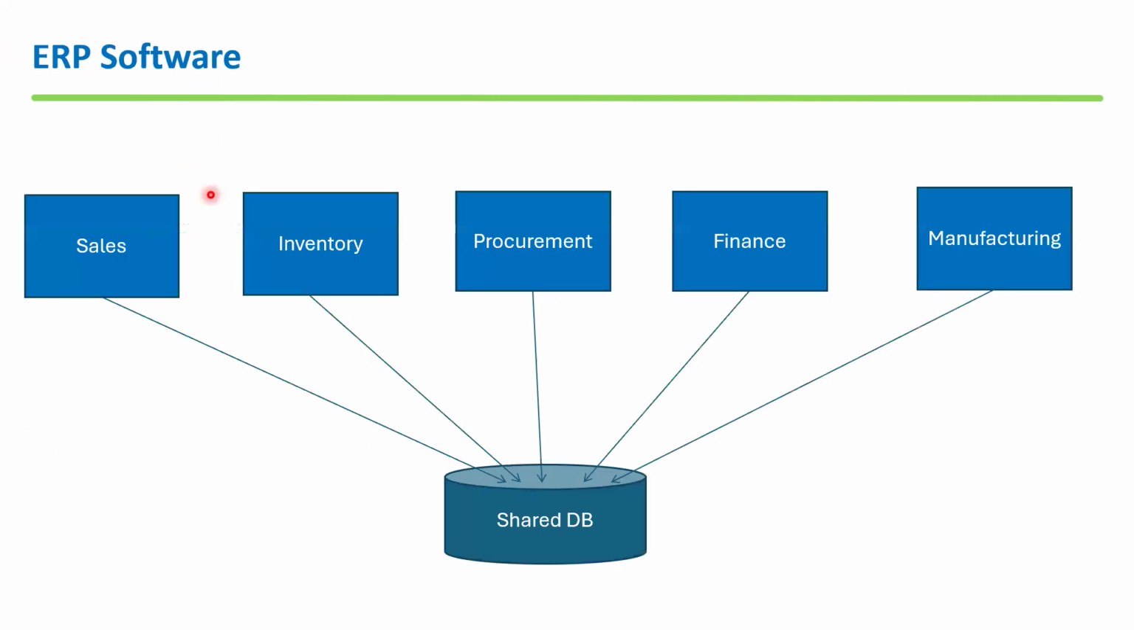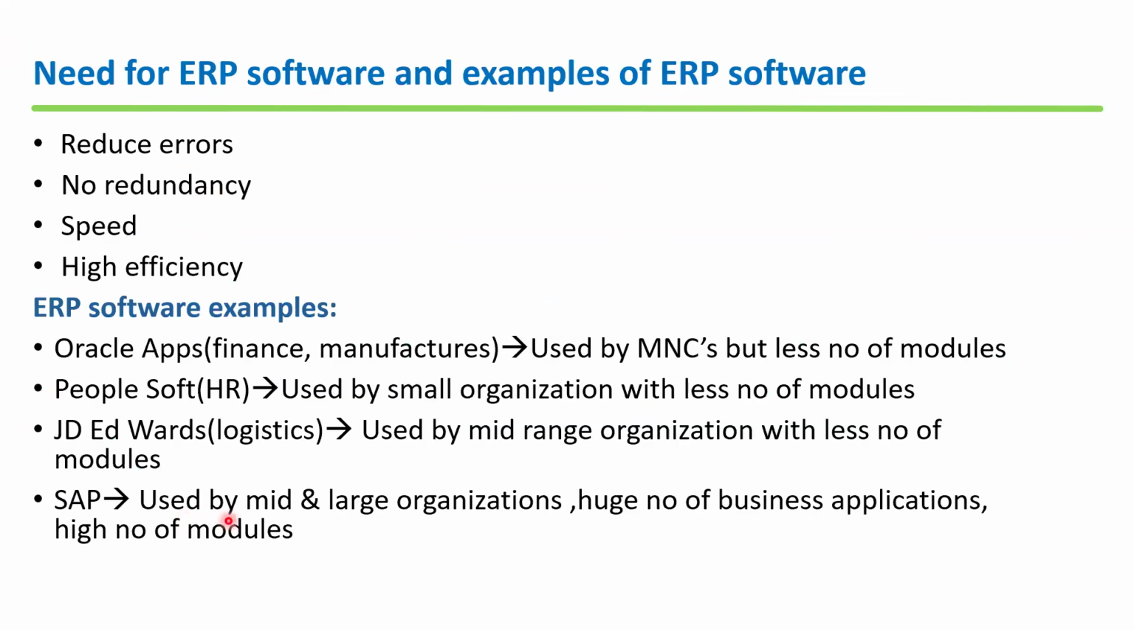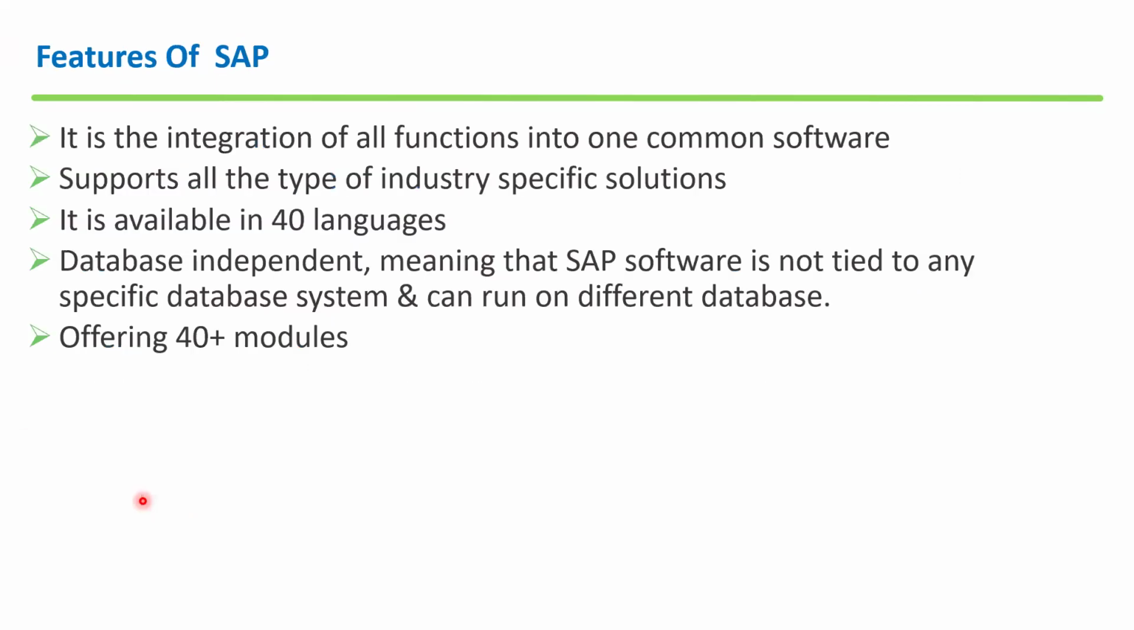So we can do all of this by using ERP software. We have different products in ERP software. SAP is one of the ERP software, which can be used by mid and large organizations. SAP offers 40 plus modules. I'll tell you what a module means in the coming slide. And it is the integration of all functions in one common software.